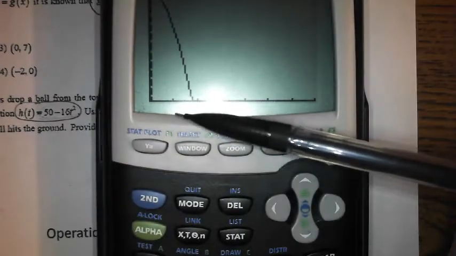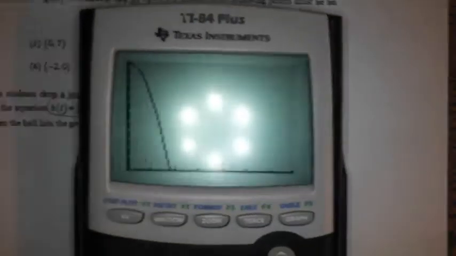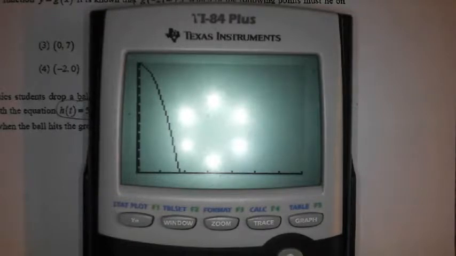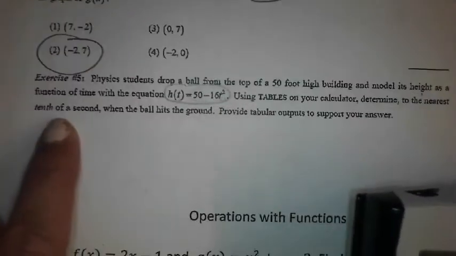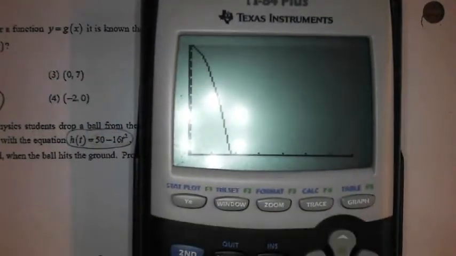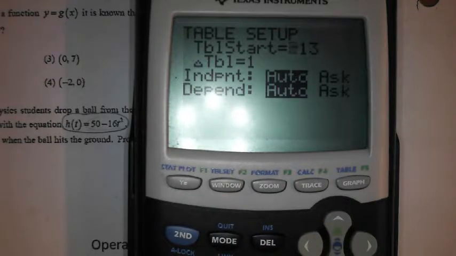So visually, when is it hitting the ground? Between 1 and 2 seconds, really closer to 2 seconds. So if you had to guess, 1.8, 1.9 seconds, right? But this wants us to use our table to determine to the nearest tenth. Now here's where setting up your table, like we talked about yesterday, is critical. We know it's already visually happening between 1 and 2 seconds, so we need to look in between 1 and 2 seconds.